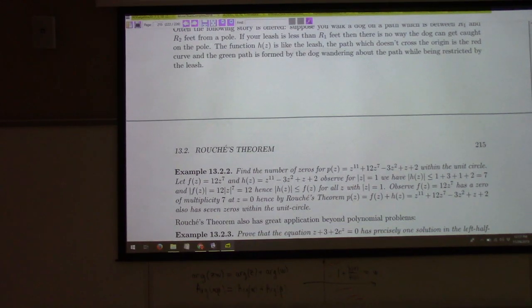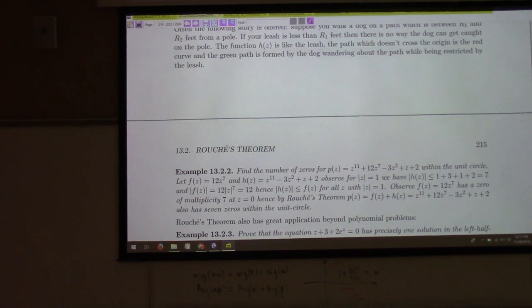In fact, I'm going to go ahead and put this away for the moment and write out these examples because I think I should write them out.